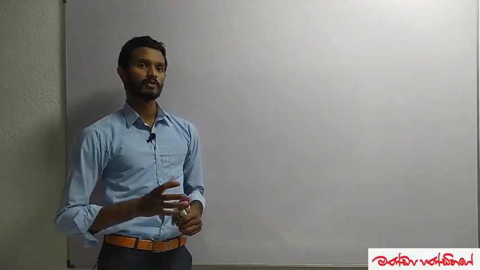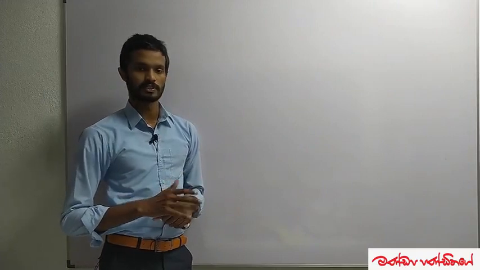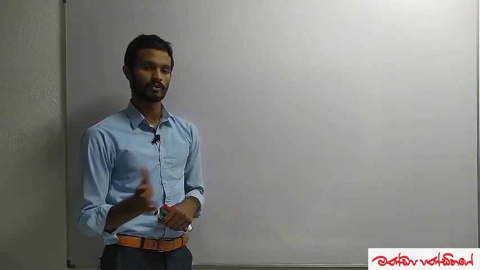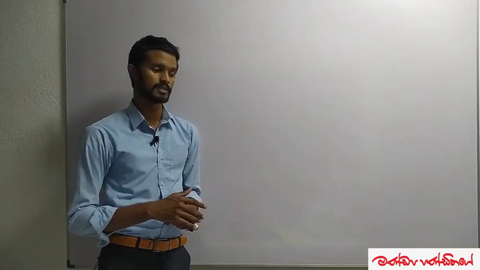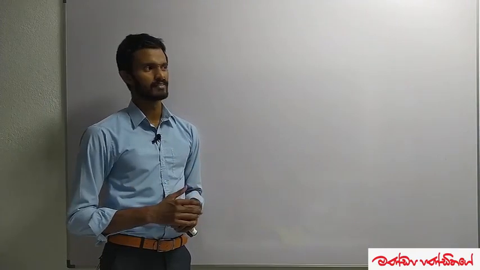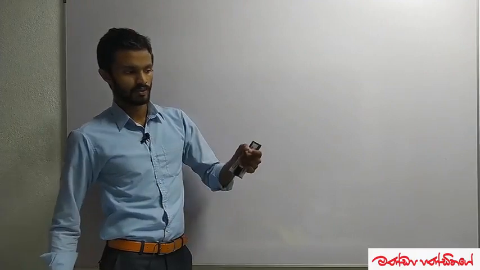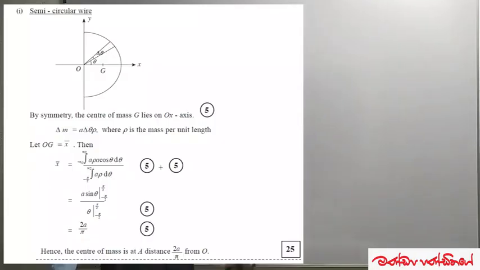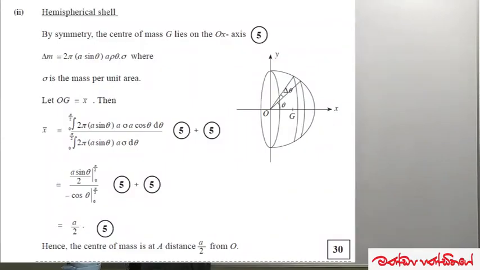So practice well how to find the center of gravity of the 6 basic objects. When you go to the exam you will get 1 of those 6, or maybe 2 like in this question. Then you can easily prove it and get around 55 marks for this question. For the uniform semicircular wire they have given 25 marks, and for the uniform hemispherical shell they have given 30 marks. So even if you can't complete the entire question, just by finding the center of gravity of those 2 basic objects, you can get 55 marks.